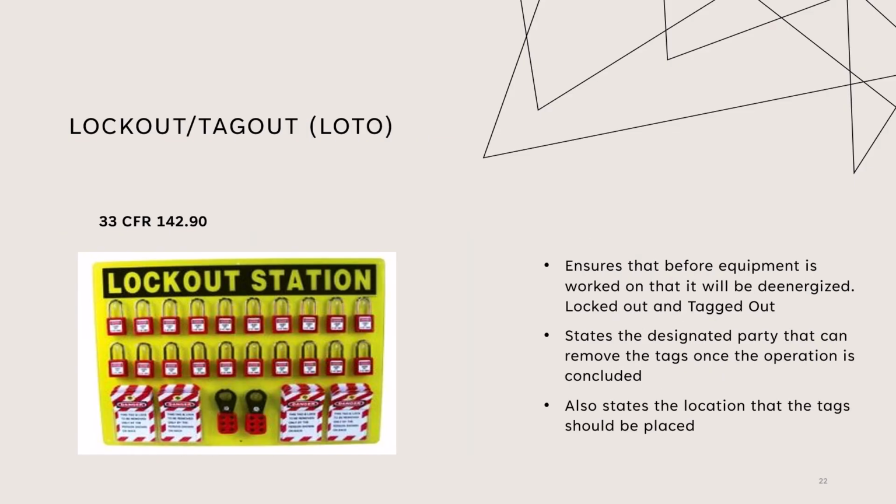And now we have 33 CFR 142.90, lockout tagout, short for LOTO. This ensures that before any equipment is worked on, it will be de-energized, locked out, and tagged out. It also states the designated party that can remove the tags once the operation is concluded. It also states the location where the tags should be placed.